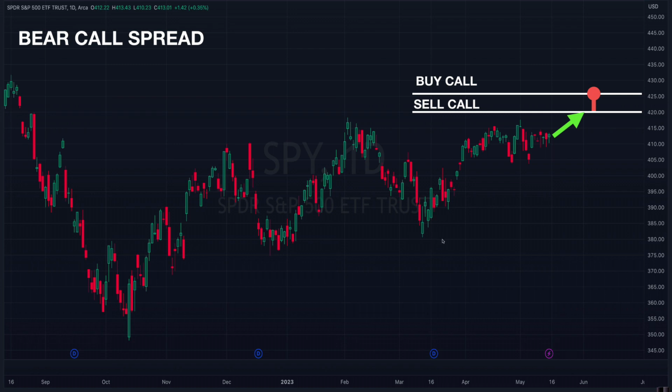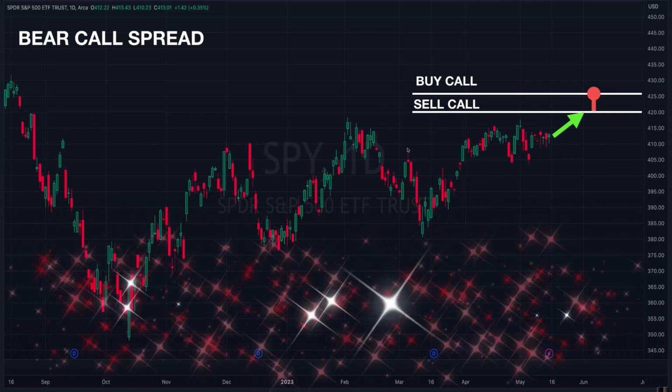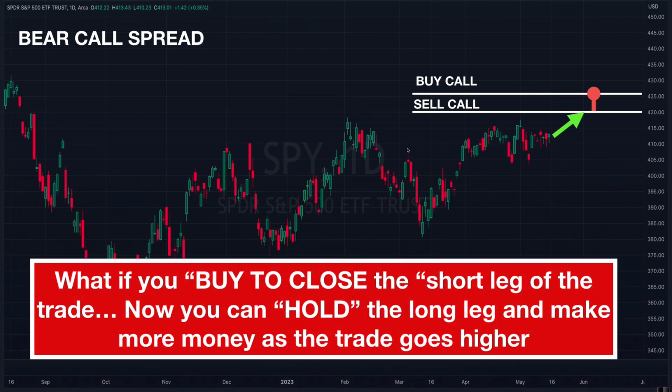Well, what if the trade starts to go up, starts to get into your spread, and you're starting to go from pure profit into mounting losses, even though you do have a cap? What if we buy to close the short leg? You can do that, right? Anytime you're in a short option, you can always get out of it by buying to close. So what if we buy to close the short leg of the trade and we hold the long leg and make money as it goes higher? What? Could we do that?